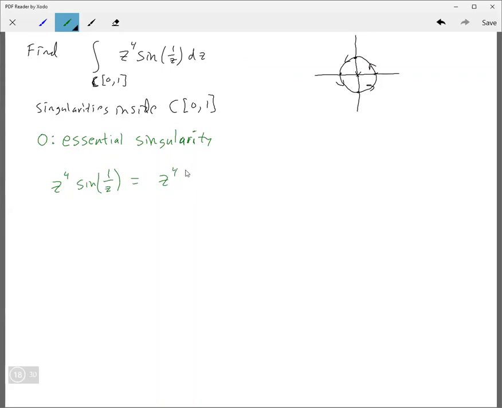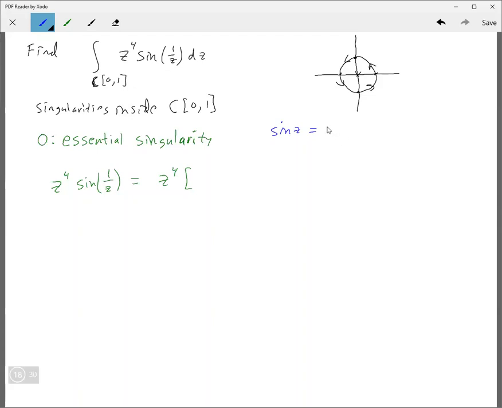Look at it as z to the 4th times sine z. You know how to expand sine z in a power series, right? So that means you can use the same principle to expand sine of 1 over z. Okay? So just as a side note, how do you expand sine z? You don't need the formula in closed form. We just want the terms.